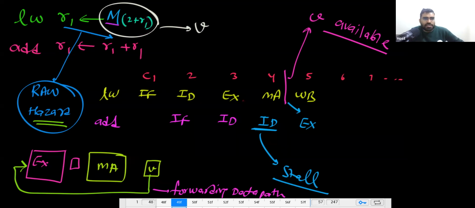Is this understood, KS? How many of you understood this data path? That the value V will be available here. But where we need it is in the execution stage.